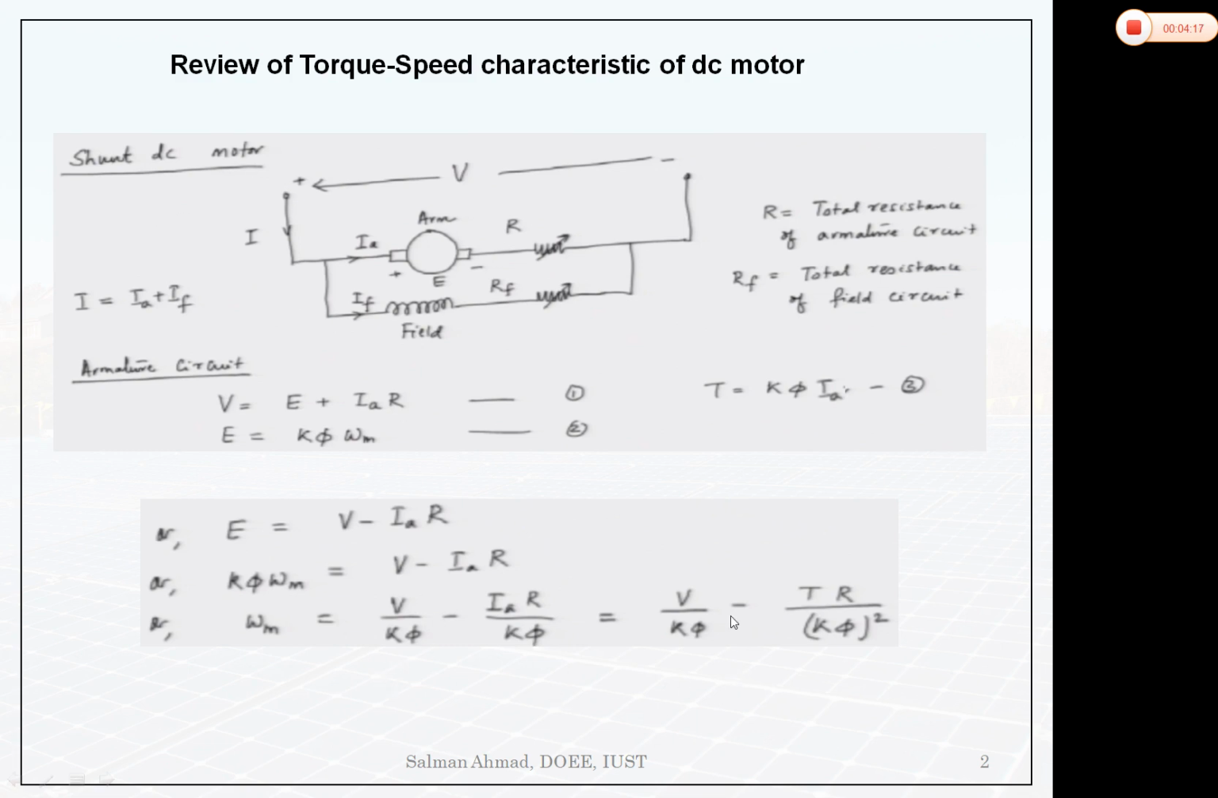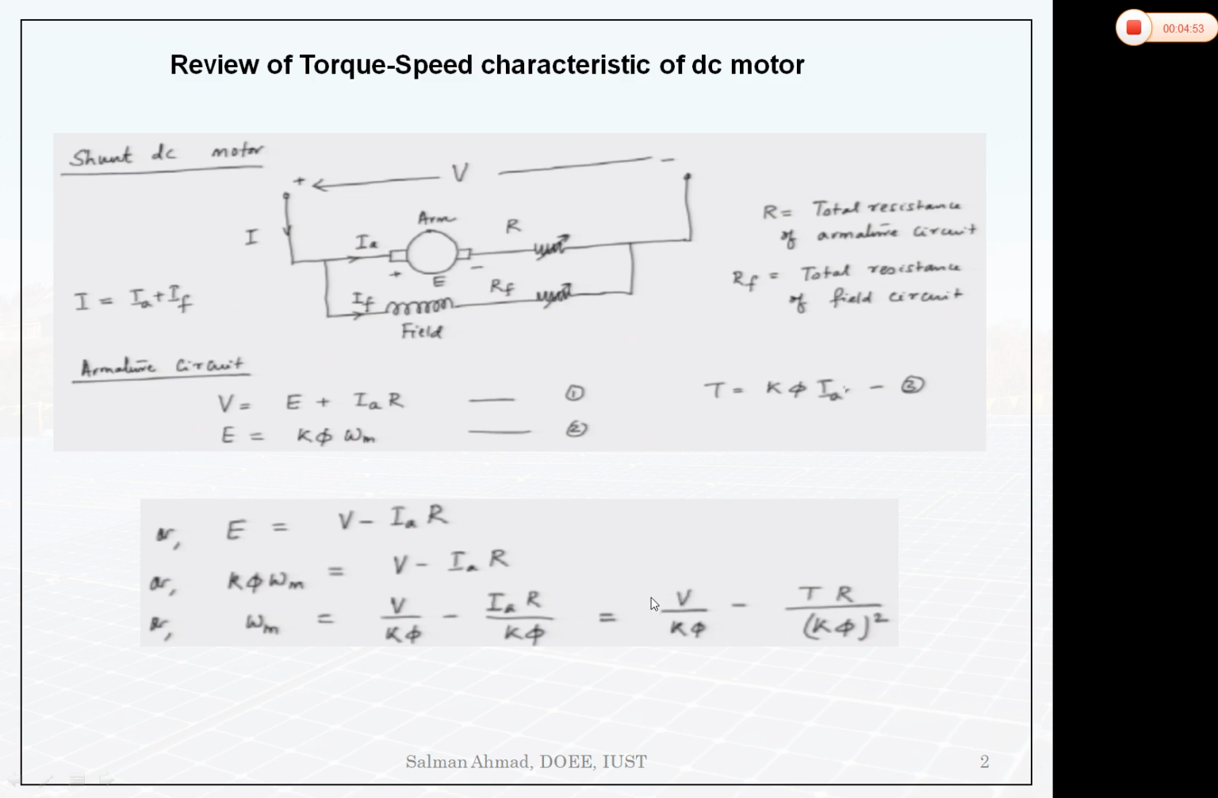So first term, you can see this V upon K phi. If you compare it with a y is equal to m x plus c type line, on the y axis we have to draw omega m, then the slope of this line will be minus R upon K phi square, and x here is T, torque. And the intercept on the y axis is V upon K phi. So this is basically no load speed.